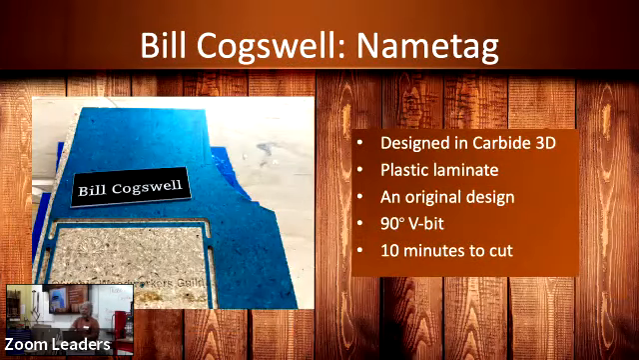He also did some work in laminate, right? You got the 2-color laminate, so when you cut through, you get the background color to come through. Clever technique. Also done in Carbide 3D, also using a 90-degree V-bit, quick to cut. Many of you may know Bill. He is the founder of the Olympia Woodworkers Guild and still participates in stuff with us down here as well.